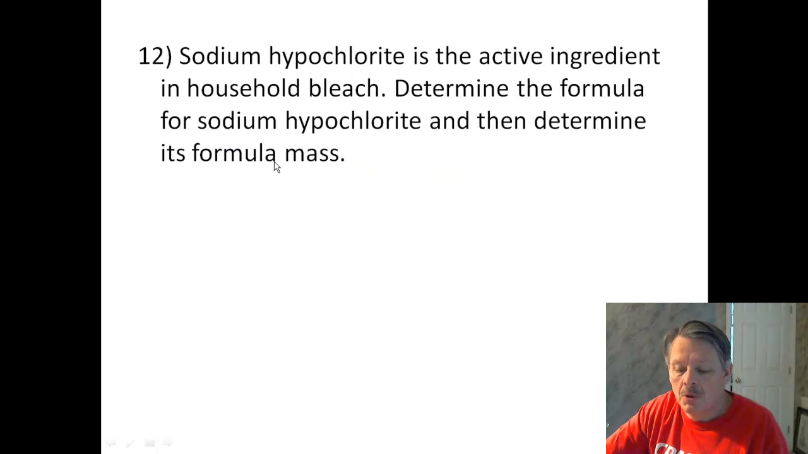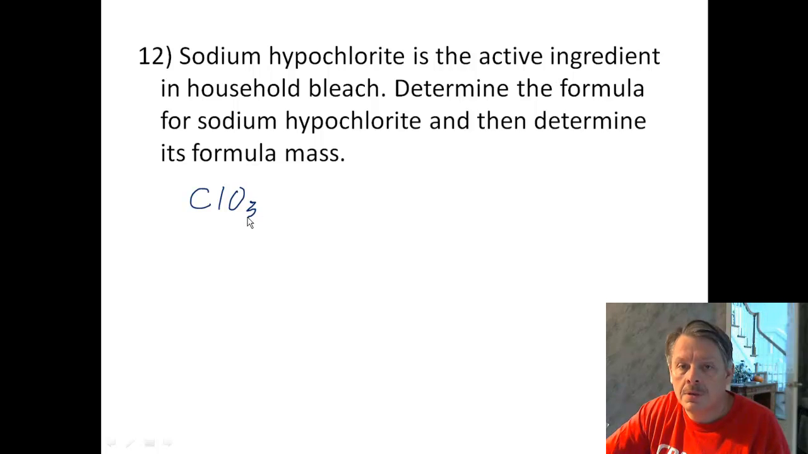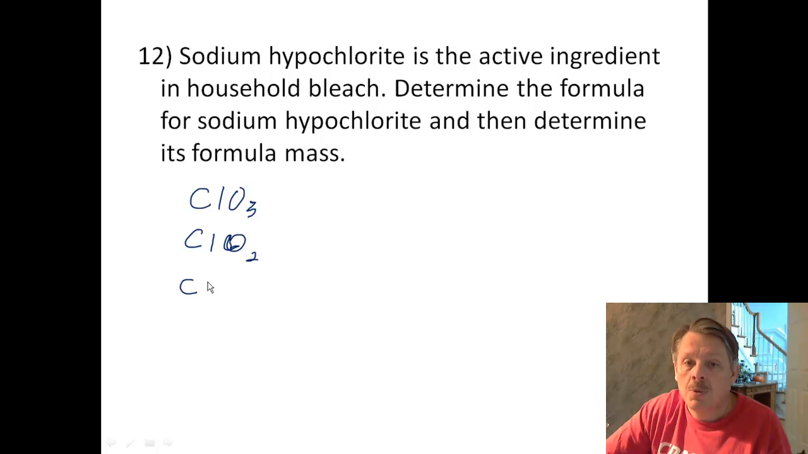Sodium hypochlorite. Now the first thing with sodium hypochlorite is I have to figure out what it is. So let's remember that chlorate is ClO3. So chlorite would be ClO2. So hypochlorite would be ClO. And these all have a -1 charge. So that means sodium hypochlorite is NaClO.